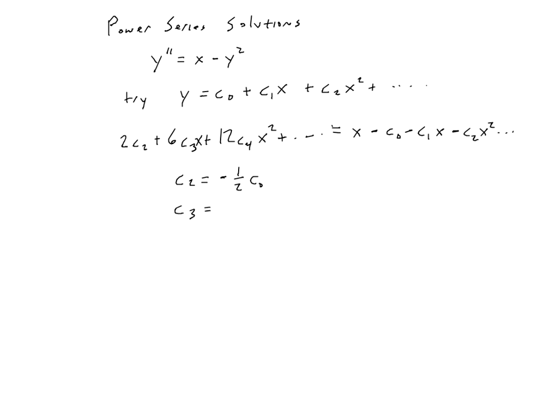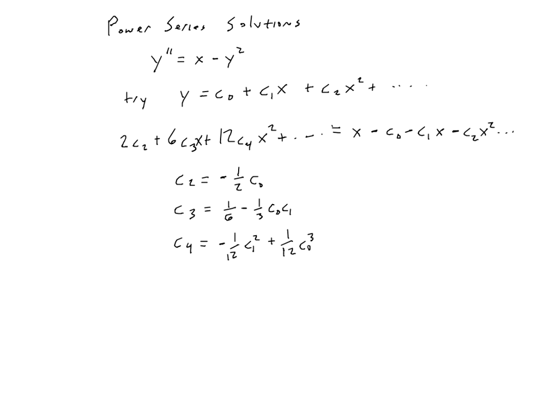And then we have C3 must be equal to 1/6 minus 1/3 C0 C1, because you have a power of x here and a power of x here. And C4 must be equal to minus 1/12 C1 squared plus 1/12 C0 cubed. And so basically, every coefficient can be written as some kind of function of C0 and C1.